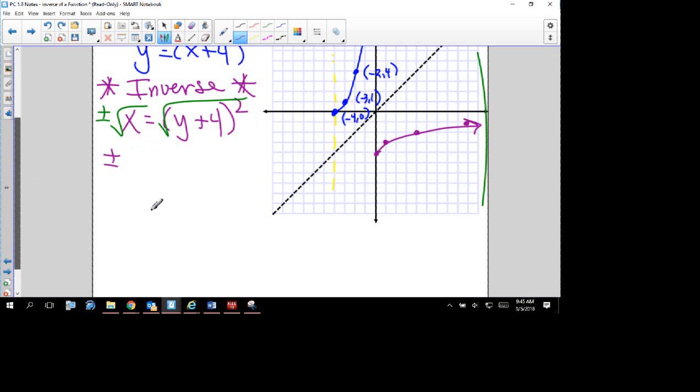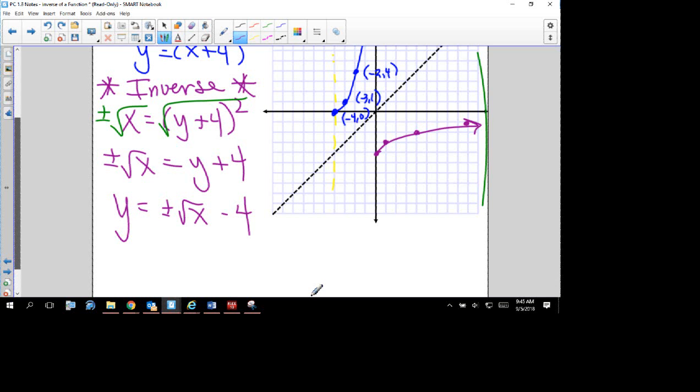So now I have plus or minus square root x equals y plus 4. Then what do I do? Subtract the 4. So I'll have a plus or minus square root x, and then I'm going to have a minus 4. Now I'm going to look at my graph and say, is this true? Is my graph really the positive and the negative square root at minus 4? Are there two pieces to that graph at minus 4?